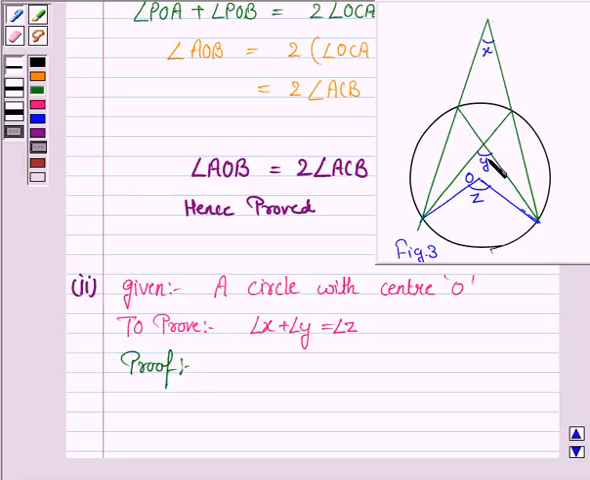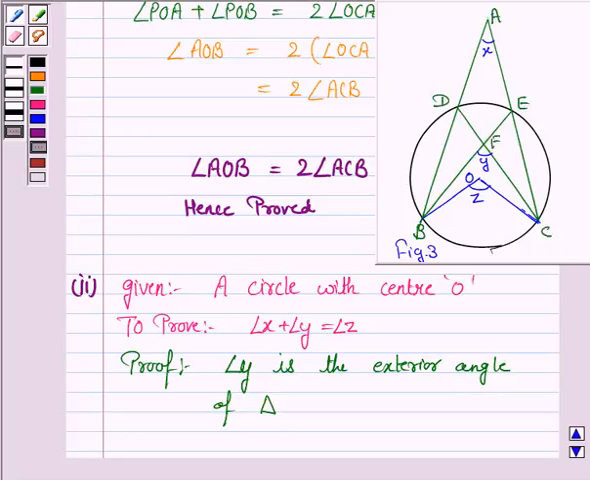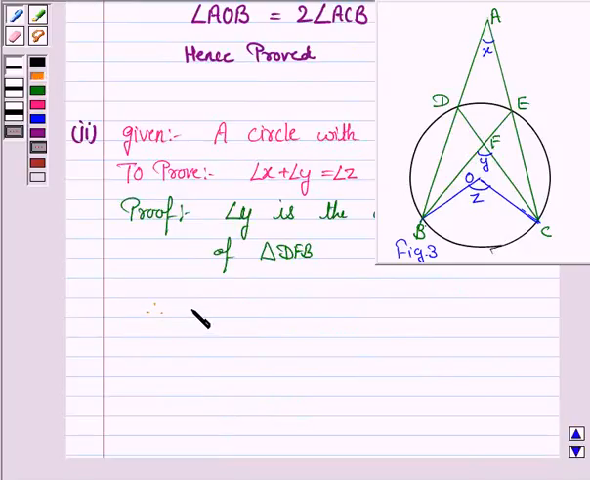Now we know that angle Y is the exterior angle of triangle DFB, that is this triangle, therefore angle Y is equal to the sum of these two angles, that is, let's name this as 1 and 2, angle 1 plus angle 2. So, this implies angle 2 is equal to angle Y minus angle 1.